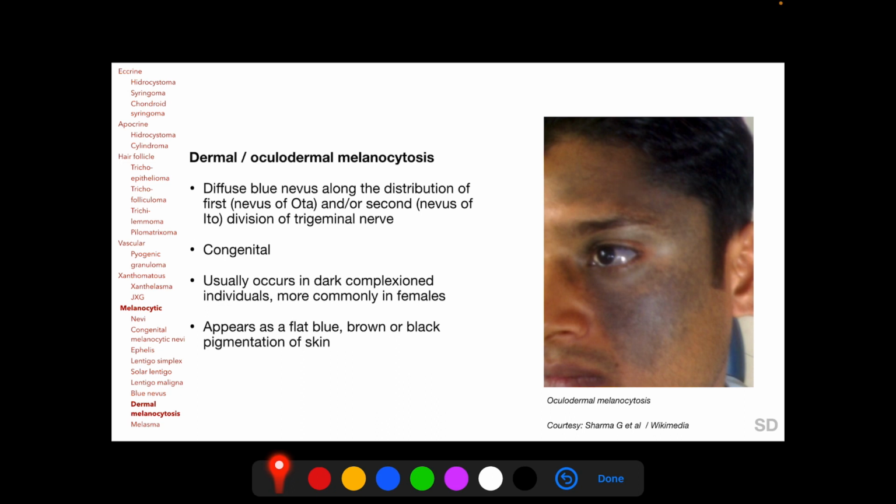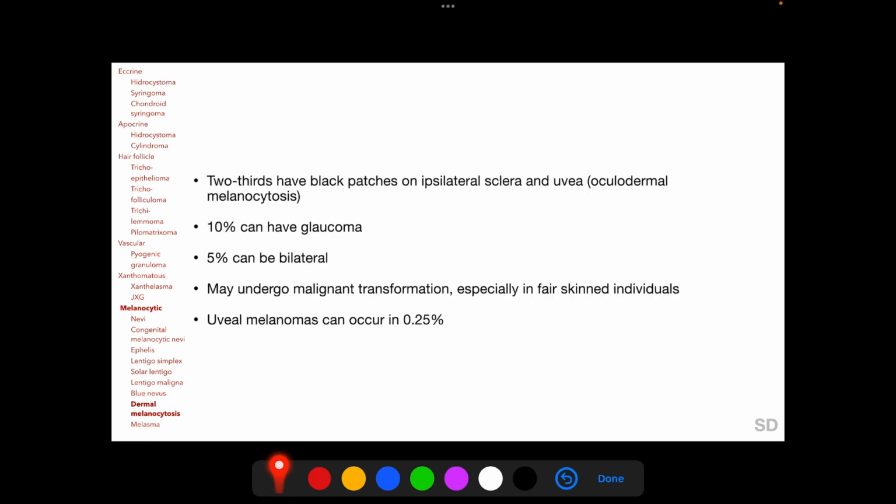In this patient, territories of both the first and the second divisions of the trigeminal nerve are affected. Dermal or oculodermal melanocytosis appears since birth, and unlike most other pigmented lesions, it usually occurs in dark complexioned individuals, more commonly in females. It appears as a flat blue, brown or black pigmentation of the skin. Two thirds of these patients have black patches on ipsilateral sclera and involvement of ipsilateral uvea. 10% can develop glaucoma, 5% can have bilateral involvement, and dermal melanocytosis may undergo malignant transformation, especially in fair-skinned individuals. Uveal melanomas can occur in 0.25% of patients with dermal melanocytosis.